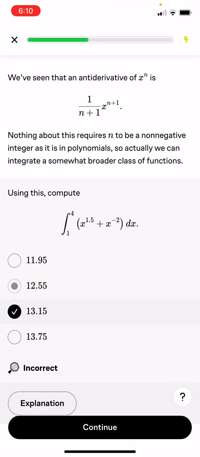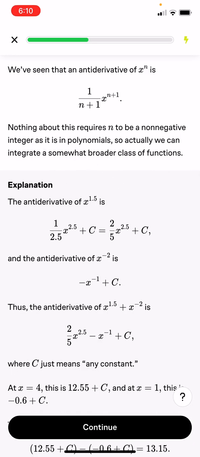I think it would be 12. Obviously, I'm just seeing how to cringe at. So the anti-derivative of x to the 1.5 is 1 over 2.5 x to the 2.5 plus c, which would be 2 over 5 x to the 2.5 plus c, which are basically the same.